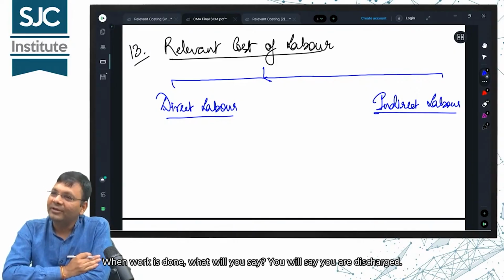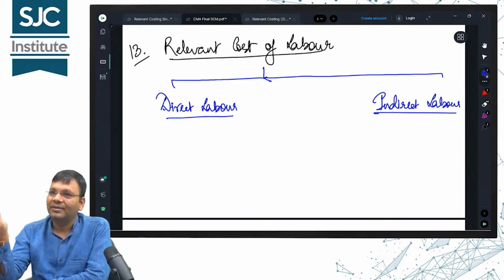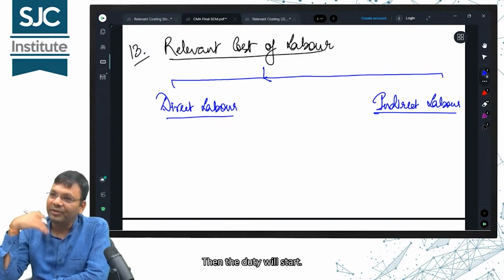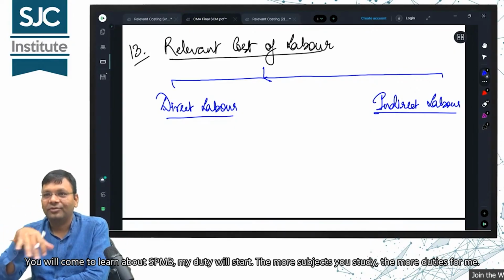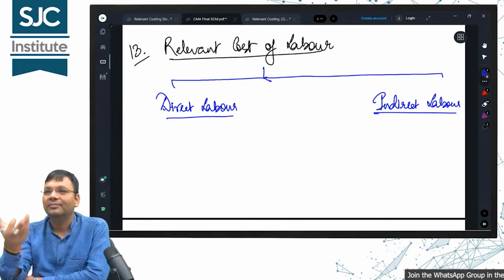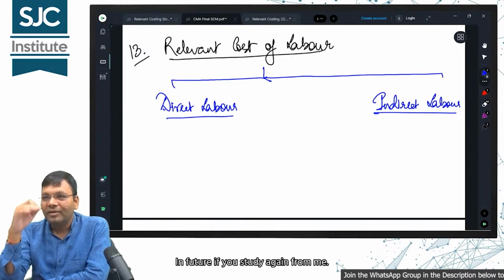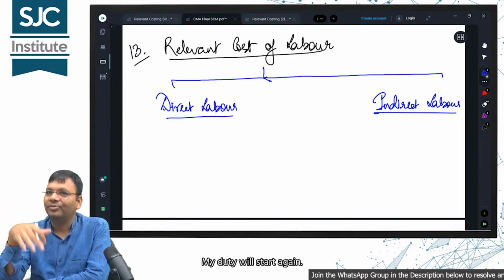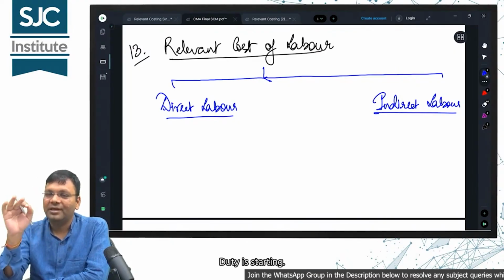When work is done, what will you say? You will say you are discharged. Work is done, you are discharged. You will come to study SFM, then the duty will start. You will come to learn about SPMB, my duty will start. The more subjects you study, the more duties for me. When the subject is done, duty is finished. Then you all went ahead in your own lives. In future, if you study again from me, my duty will start again. Did you get the logic? Duty is starting.